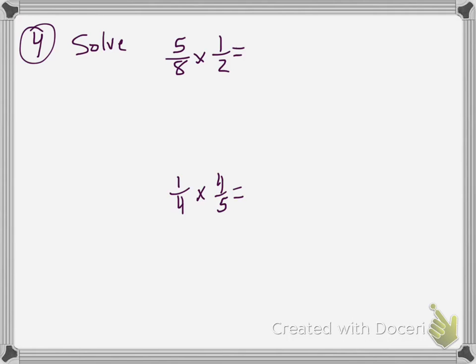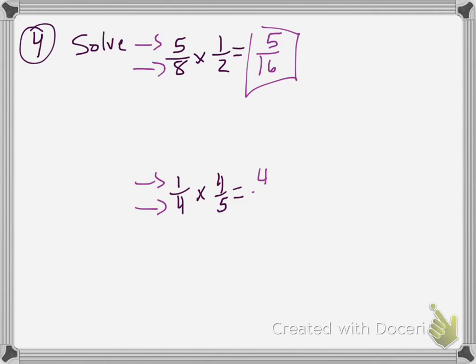Number 4, just some straight up multiplying of fractions. When we multiply fractions, it's about as easy as it gets with fractions anyway. We just multiply straight across. 5 times 1 is 5. 8 times 2 is 16. 5/16. Could this reduce? Well, there is not a number other than 1 that can go into both 5 and 16, so that is my final answer.